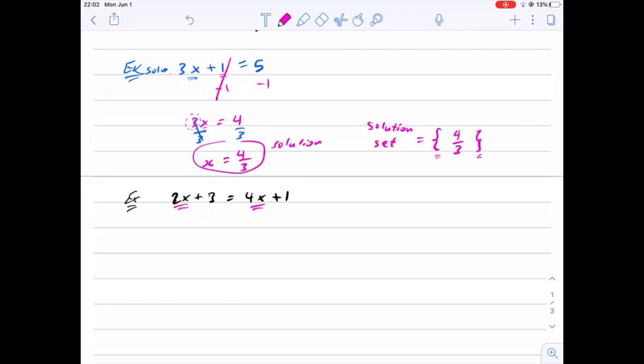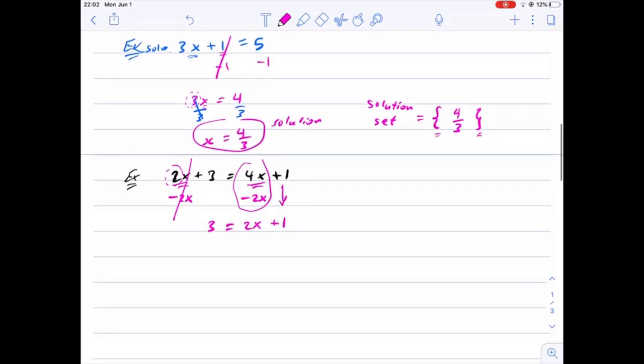We look at the smaller coefficient of x. The smaller coefficient is 2. 2 is less than 4. So we subtract that term, 2x, from both sides. Now 2x minus 2x is 0. We are left with 3 on the left-hand side. On the right-hand side, we have 4x minus 2x, which is 2x, plus 1. Now we have an equation with the variable x written once.